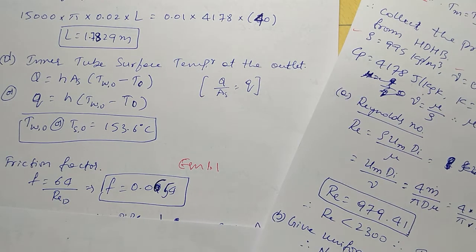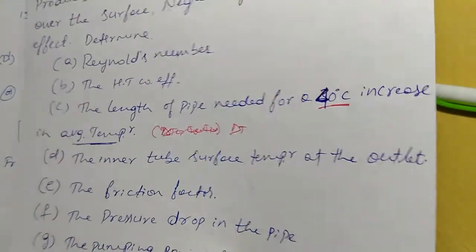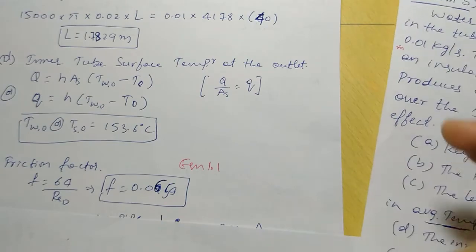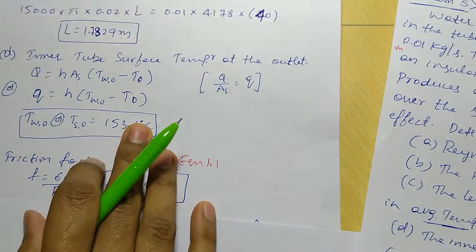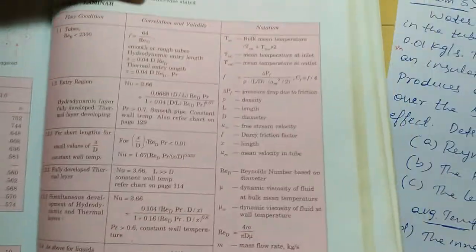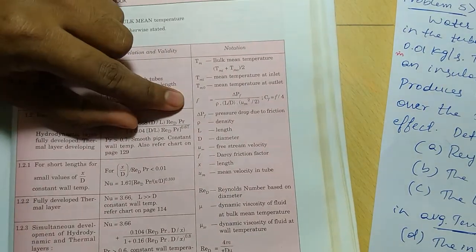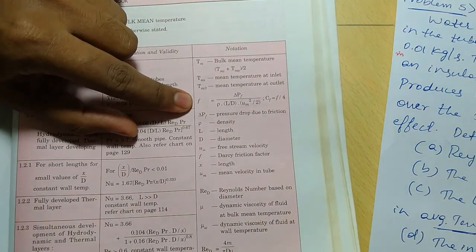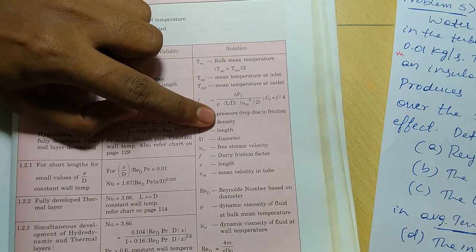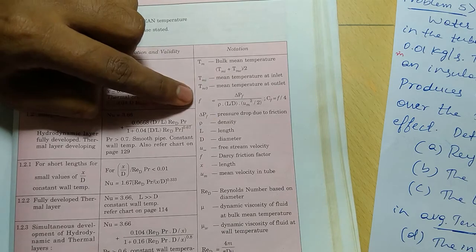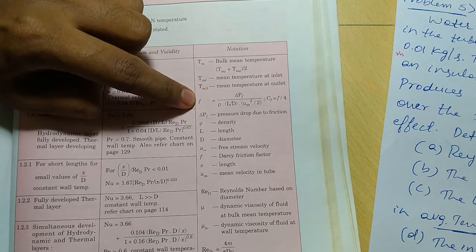After calculating the friction factor in the problem, next you have to find out the pressure drop in the pipe. The pressure drop in the pipe can be calculated by the equation given in the data handbook, on the same page number, page 123. Here you can see this is the equation to calculate the pressure drop due to friction. Delta P_f is equal to the pressure drop due to friction. Now I am writing this equation.